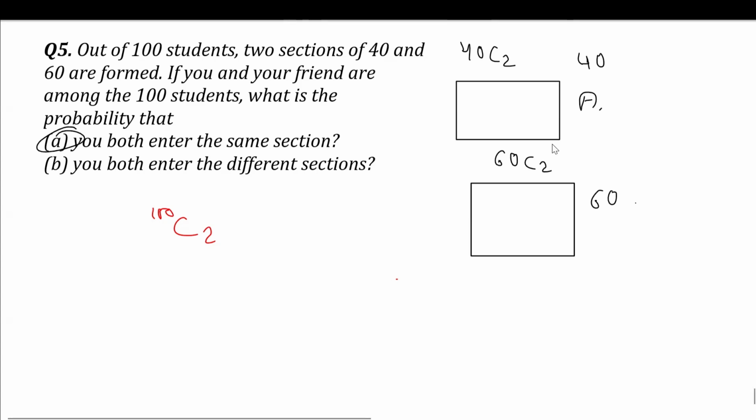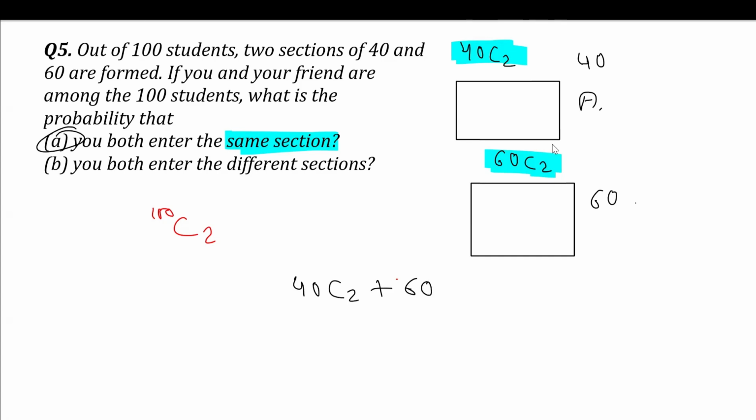So we are doing case one here, both entering the same section. Same section means either section A, the first section, or the second section. So the required probability will be 40C2 plus 60C2, it's plus because it is or, not and, divided by 100C2. That will be the required probability. Let's mark it as P of A. Now comes the calculation.